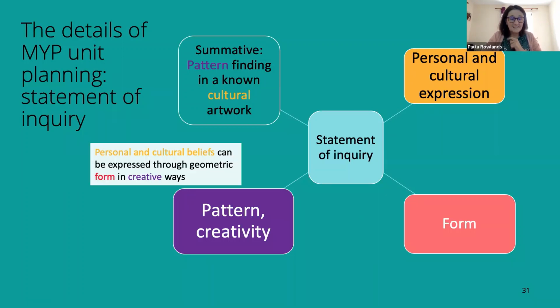hopefully, here's mine. Now you can see I've colour coded it. When I'm writing my statements of inquiry, I find this really helps. So you can see in the yellow, my statement of inquiry is relating to my global context. You can see in the pink, I'm relating it to my key concept. And you can see in the purple, I'm relating it to my related concepts.